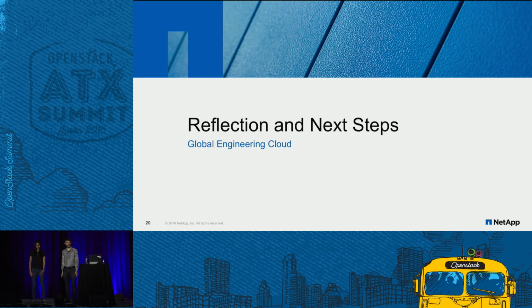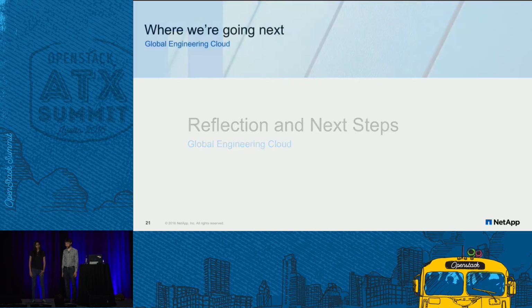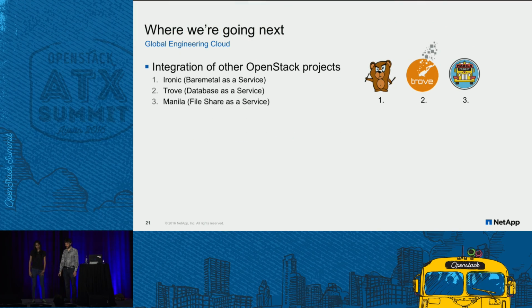All right, now a little bit of reflection and some next steps as to where we're taking things internally at NetApp next. So we already have some OpenStack projects in the pipeline. Ironic is really hot right now. Through the GEC portal, we just provide virtualized resources right now to our users, and we want to expand that scope to bare metal resources as well using the Ironic project.